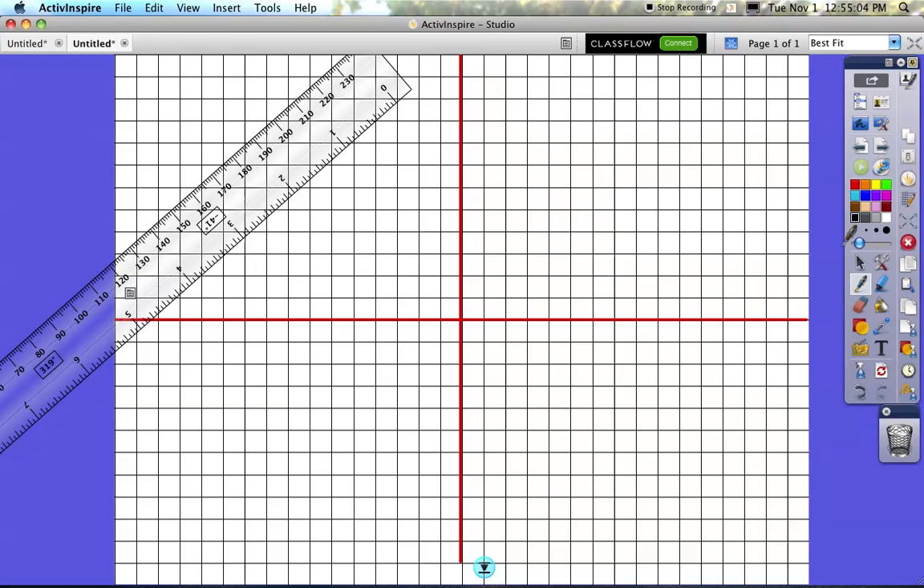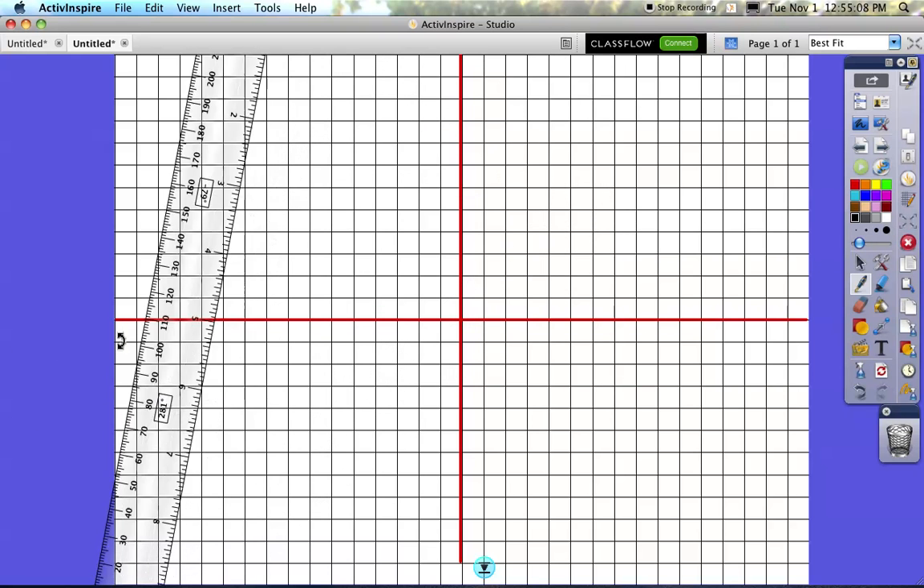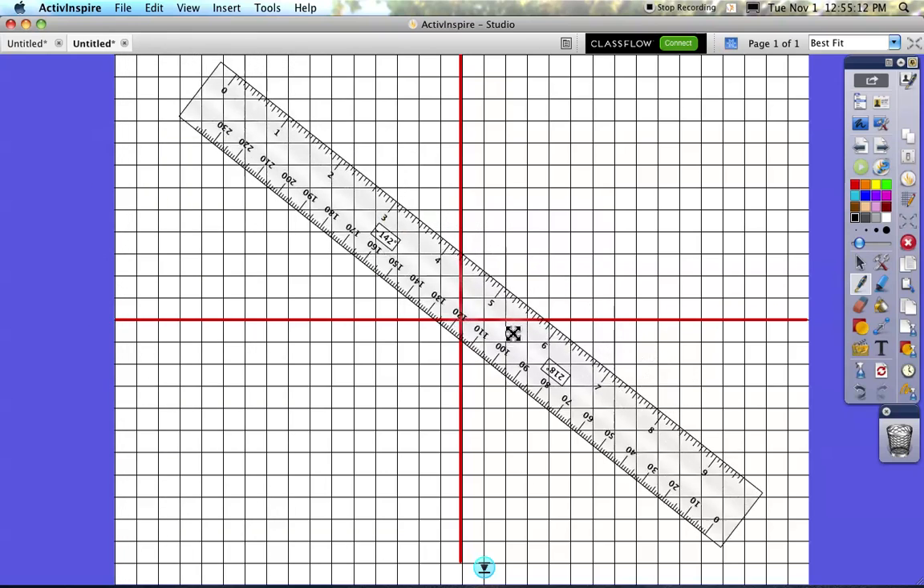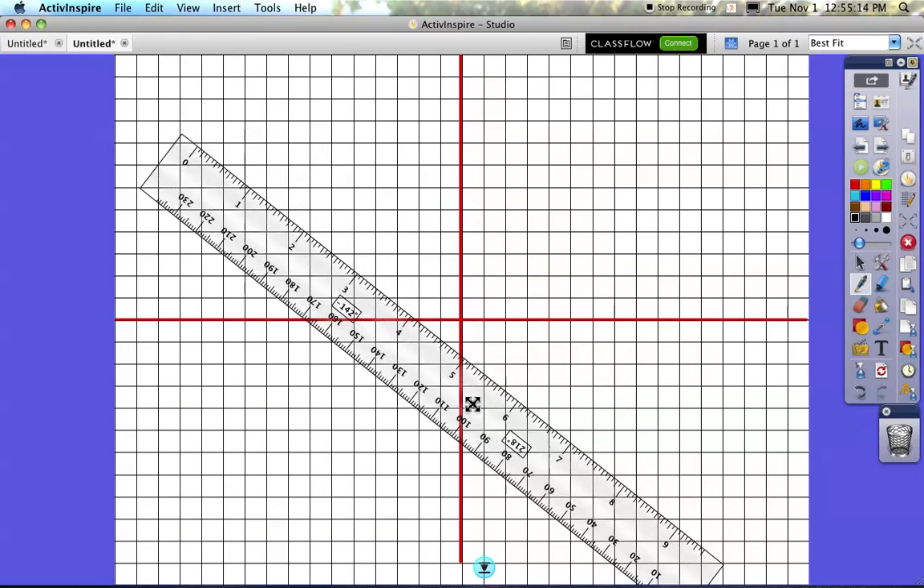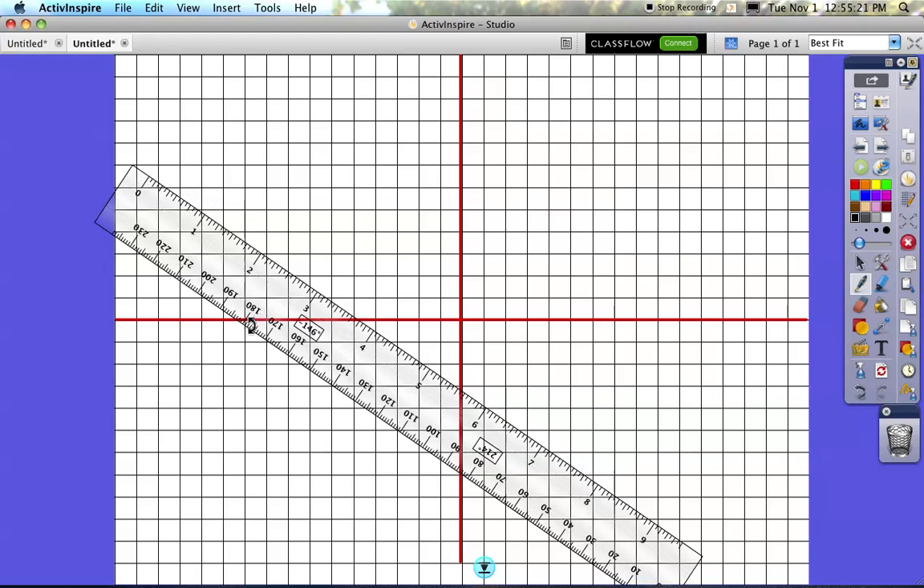Let's do one more. Y'all forgive me, it's kind of hard to get this ruler to go where I want it to.